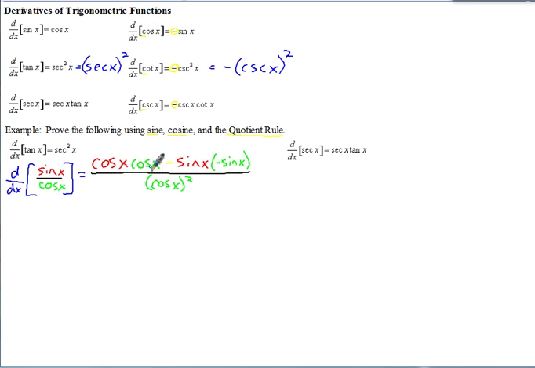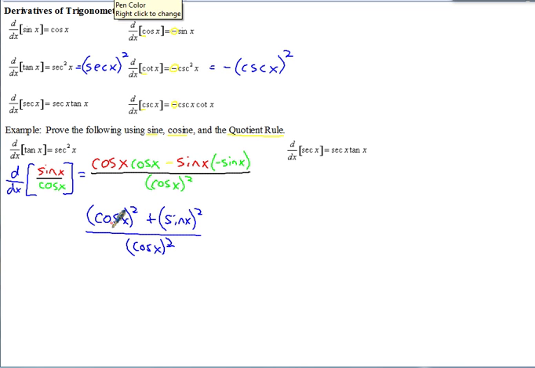So cosine x times cosine x would give you cosine of x squared. And the negative we can pull out in front to make it a plus. Sine x times sine x is sine of x squared. All divided by cosine x squared. And remember, if you take a look at the numerator now, cosine squared plus sine squared, that's one of those trig identities that just equals 1. So this is the same as 1 over cosine squared.